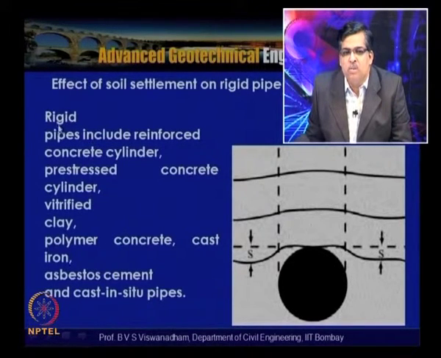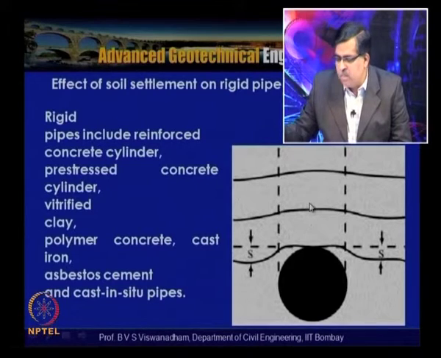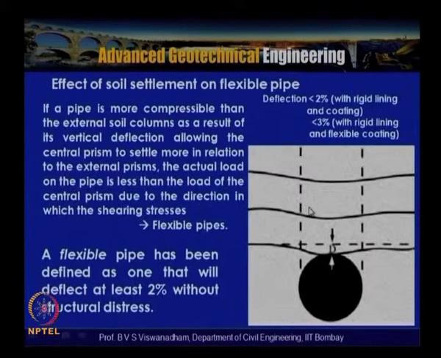Typical rigid pipes include reinforced concrete, pre-stressed concrete, vitrified clay, polymer concrete, cast iron, asbestos cement, and cast in situ pipes. The effect of soil settlement on rigid pipes is shown here. The surrounding soil undergoes settlement, and because of the inherent rigidity, this portion does not undergo any movement. You can see that the surrounding soil prisms on both sides undergo movements, and this particular portion will not undergo any settlement because of the rigidity of the pipe.